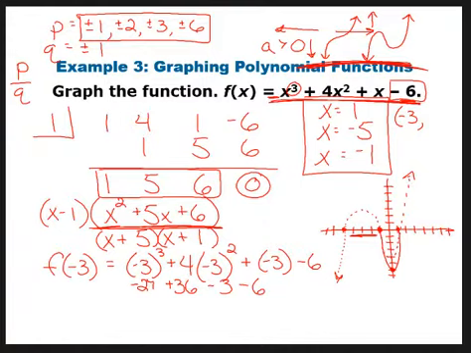Okay, so the problem I'm running into here is -27 minus 3 would give me -30, minus 6 would give me -36, so I'd end up getting 0 out of this. All right, so if I put in -3, I get 0.